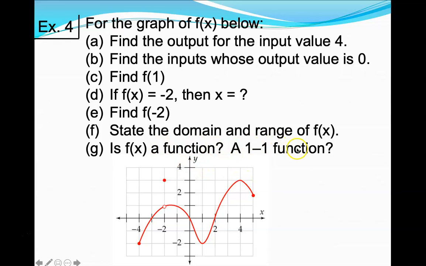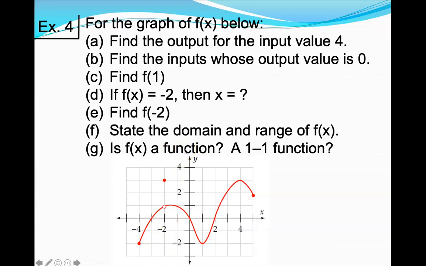Lastly, is it a function? Is it a one-to-one function? Well, to be a function, it has to pass the vertical line test. A vertical line here crosses once, once, once, once. What about at -2? Here it looks like it crosses the graph here and here. So some would say it's not a function because it crosses both. That's wrong. This hole is not there. It's not part of the graph. So I only cross one point on the graph here. So it is a function.